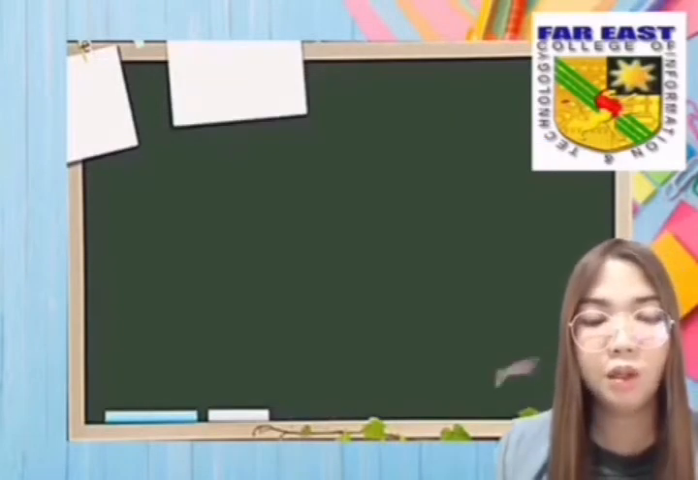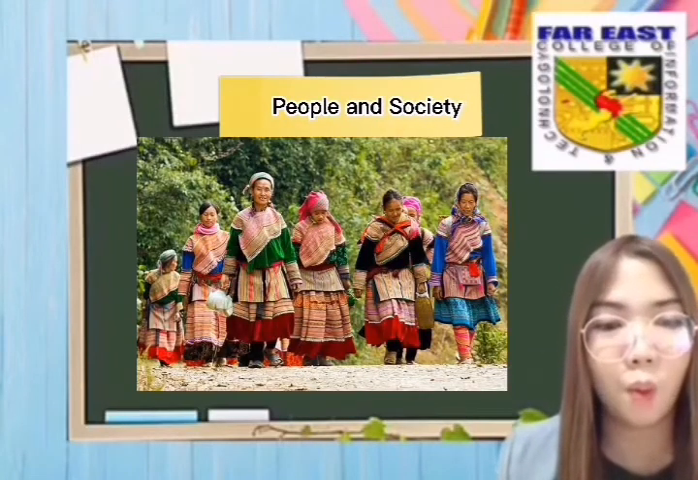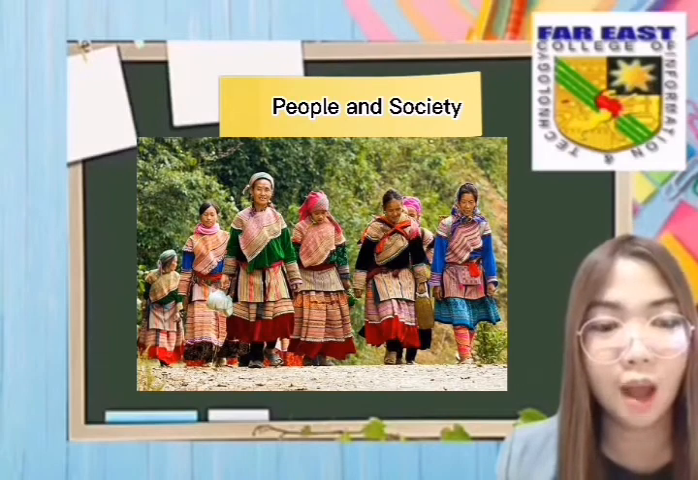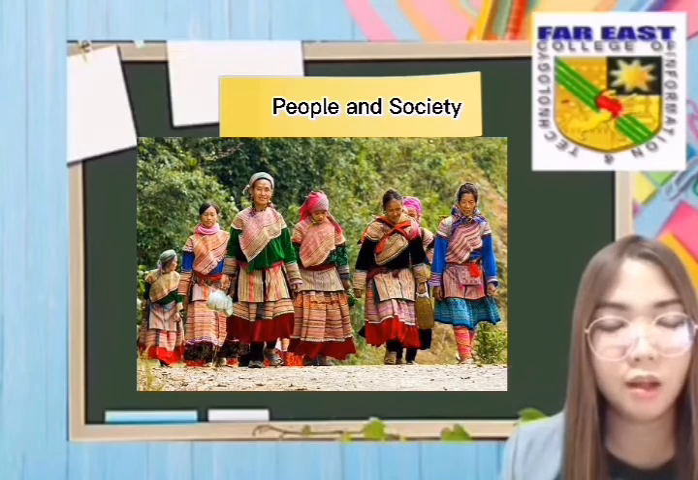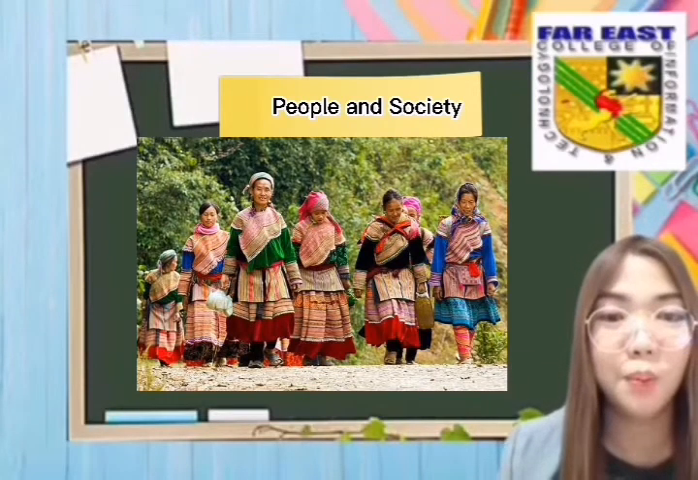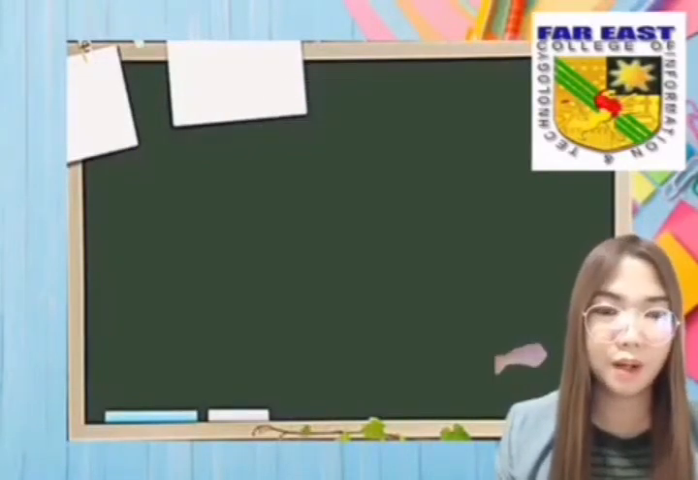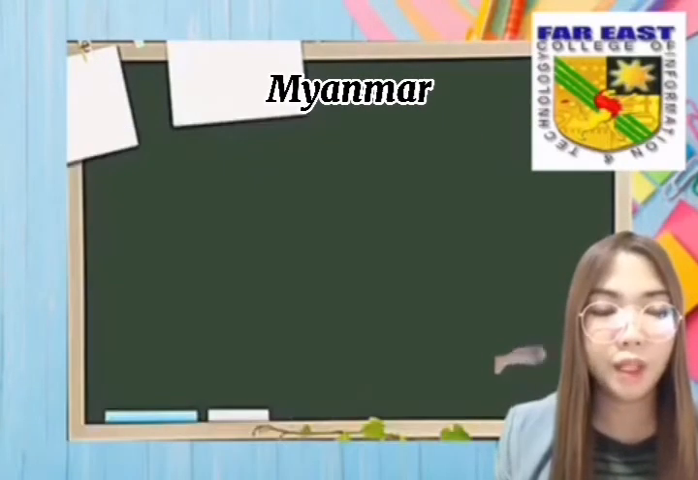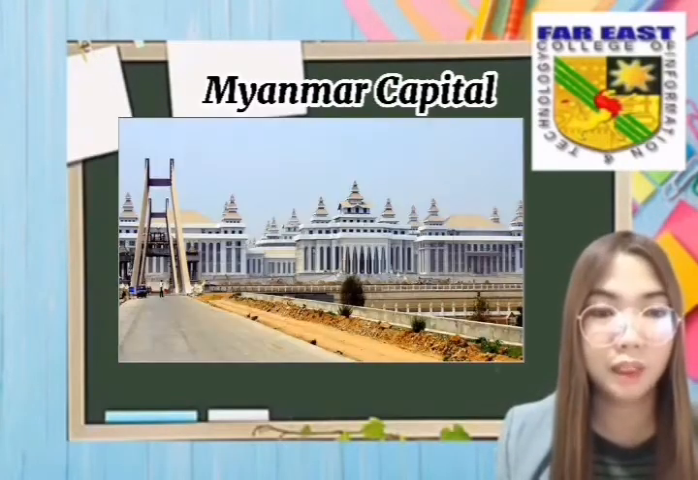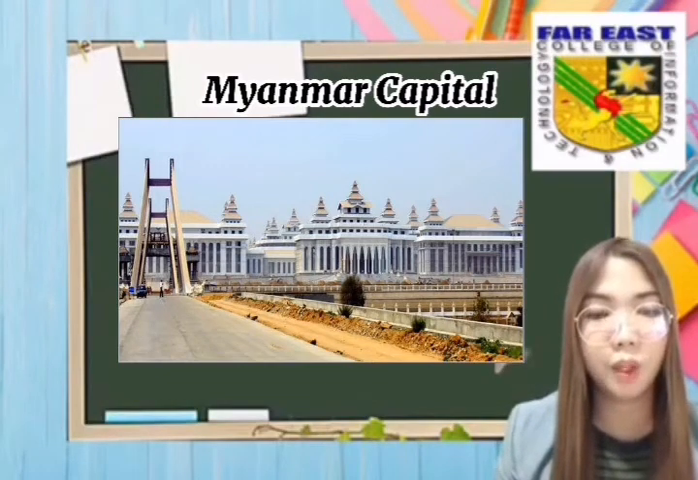Okay, so for the people and society, their ethnic group is Lao. It is known as Lao, 54.6% of their population, and the language that they use is Lao, of course, and their religion is also Buddhist. Okay, next is Myanmar. The capital city of Myanmar is Naypyidaw.